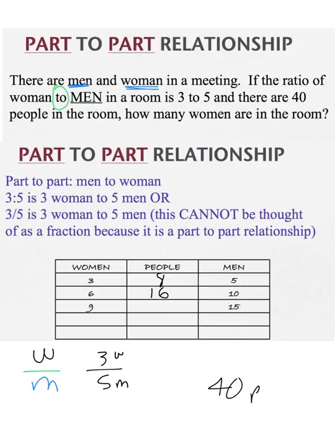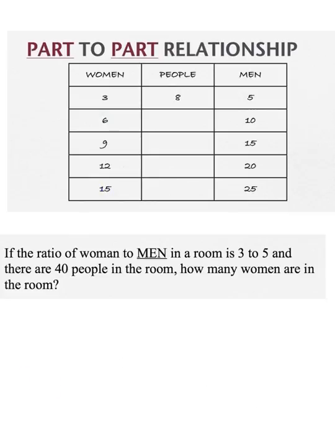And if we have 9 women and 15 men, we have 24 people. And maybe you've noticed the pattern here as a +8. So how would we figure out how many women are in the room if we have 40 people? Let's go ahead and complete this chart up here. We started some of it.